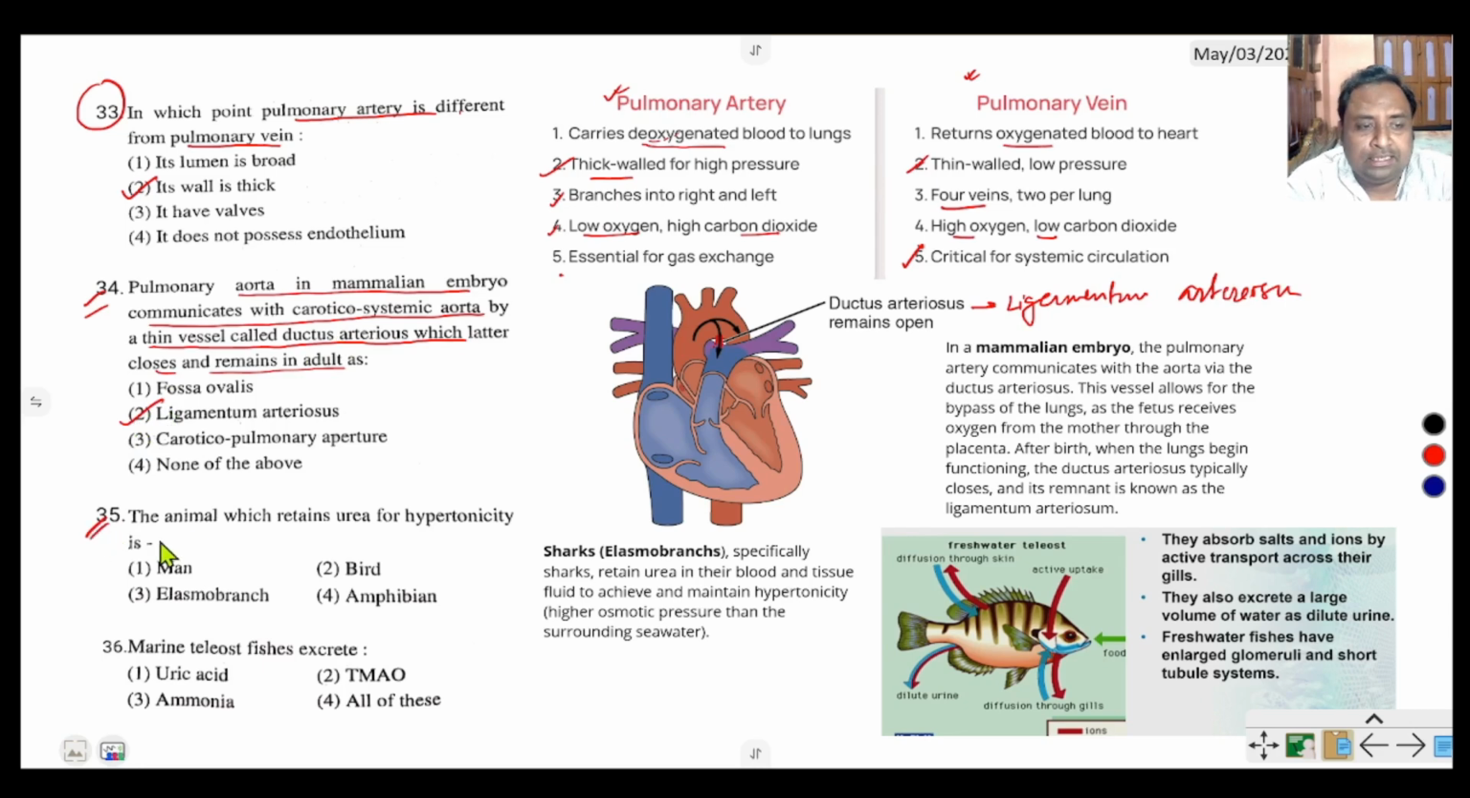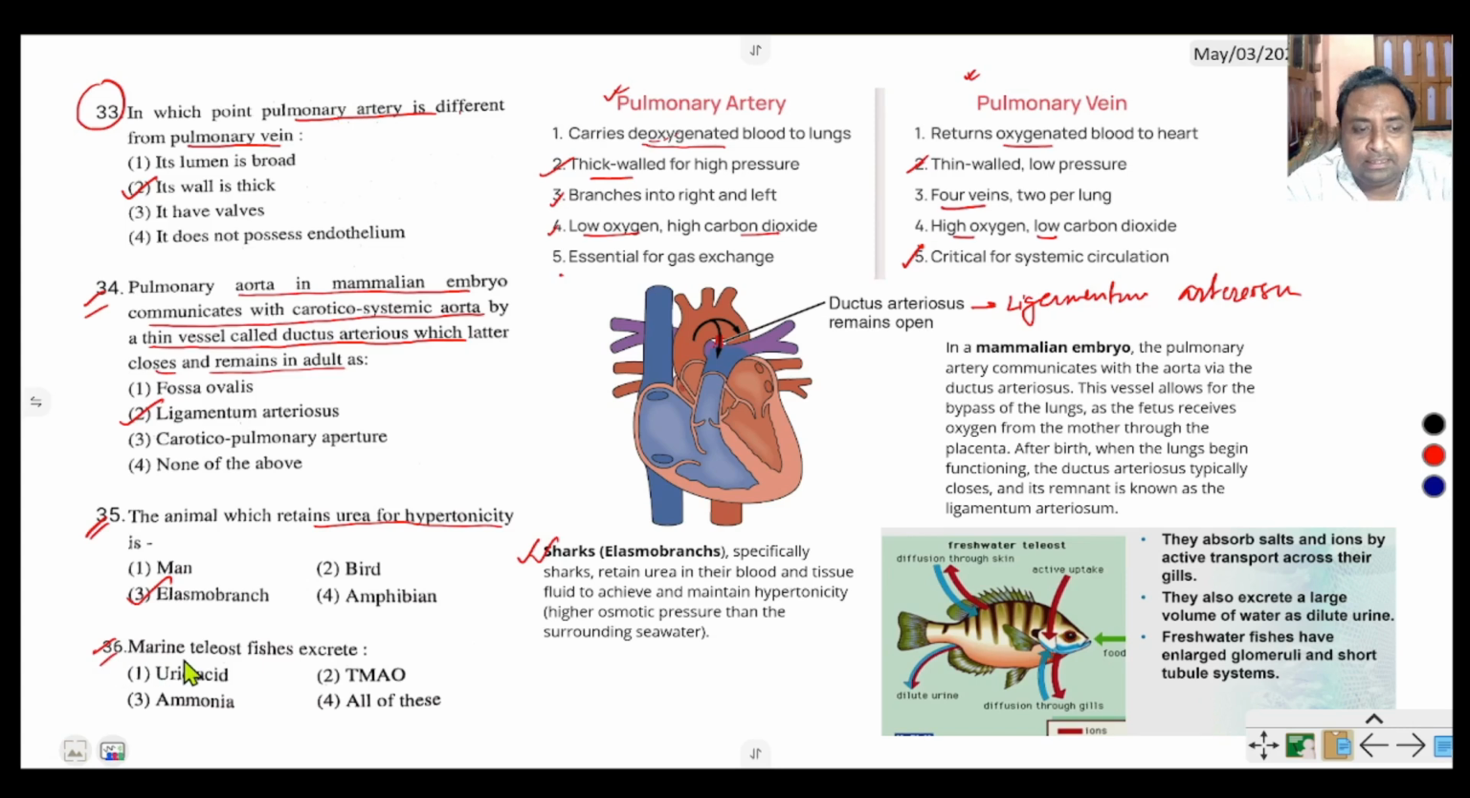35 number question says, the animal which retains urea hypertonicity is man, bird, elasmobranch or amphibia. Here this is the elasmobranch. Elasmobranch means shark. Here the answer is elasmobranch.